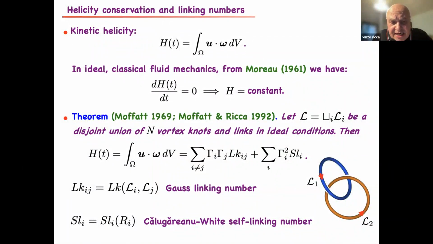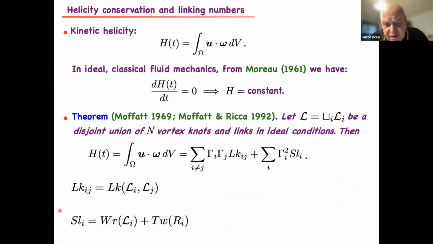And actually, you see an R there. The R refers to the fact that we have to refer to a ribbon. A ribbon is where L_I and L_J denote the center line of our vortices. R_I has to refer to a ribbon. The writhe and twist decomposition of the self-linking number is an important aspect.